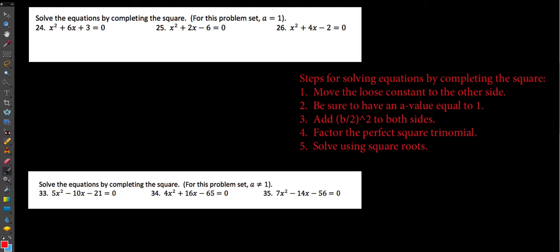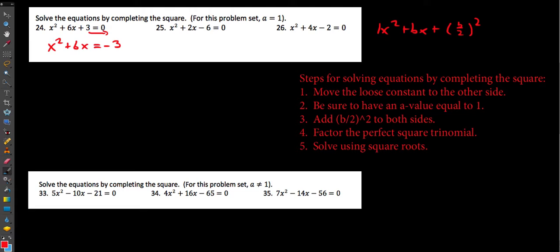Step one is always just move this loose constant to the other side. So we're going to subtract that 3 over, and we get something that looks like this instead: x squared plus 6x equals negative 3. Now notice that the left side is in the form x squared plus bx. If we could just add in half of b squared, then this would be a perfect square trinomial.